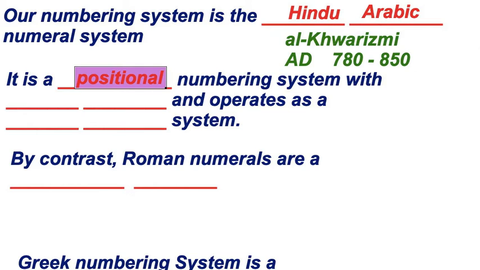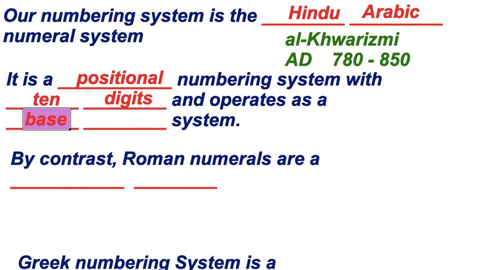Our numbering system is a positional numbering system, and we have 10 digits. And they operate on a base 10 system. Yeah, you've heard that before. But what does it mean? Well, first, maybe we should look at a contrasting system.